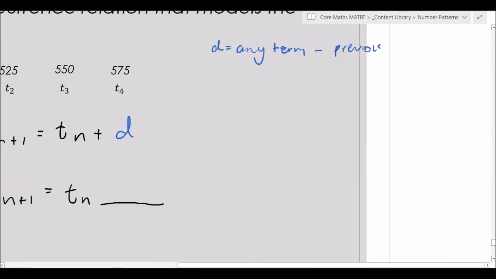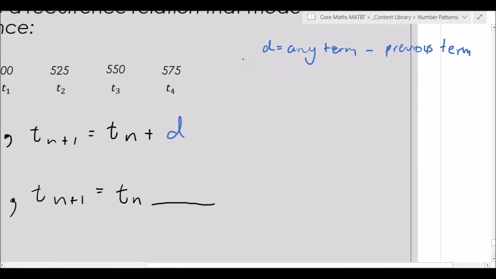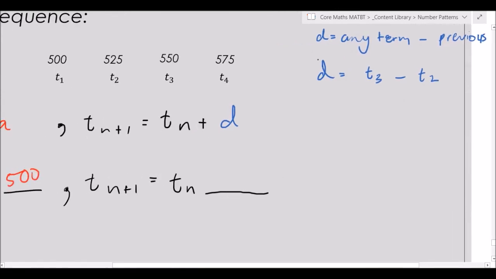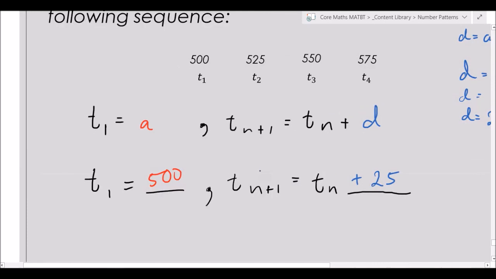Now, we learned this in the previous lesson or the previous video, so go ahead and watch that if you forgot how to do this. But it's any term minus the previous term. So I'm going to use any term here. I'll go T3 take away T2. In this case, the common difference would be 550 take away 525, which equals 25. So the common difference is a positive 25, so plus 25. There's my common difference. There's my recurrence relation. It's that easy.